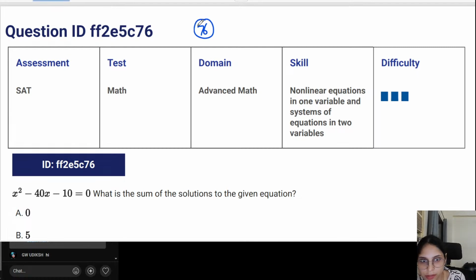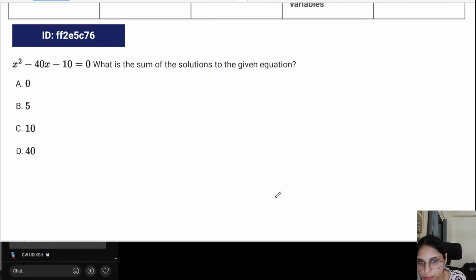76, again, you need to find the sum of the solutions. No need to go to Desmos. Sum is negative b over a. So negative of negative 40 over 1. 40 is the answer.